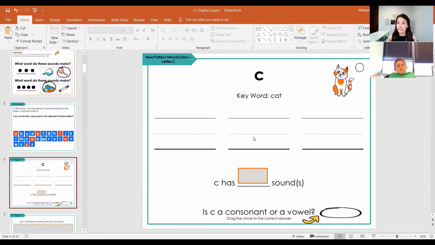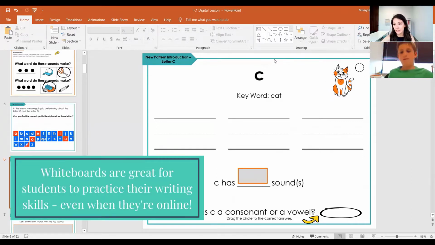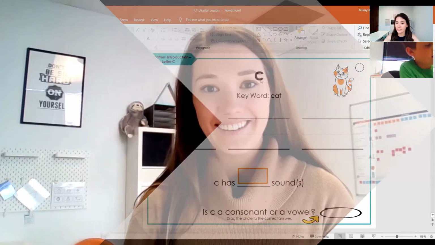Check it out. So on this slide, we are going to talk about the letter C. Our key word for C is cat. What sound do we hear C making in cat? K. Very good. Now, do you have your whiteboard with you today? Yeah. Awesome. On your whiteboard, I want you to write the letter C and say, C says K, and then show it to me. Okay.